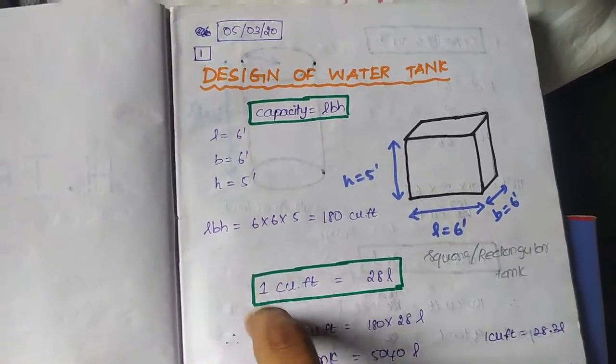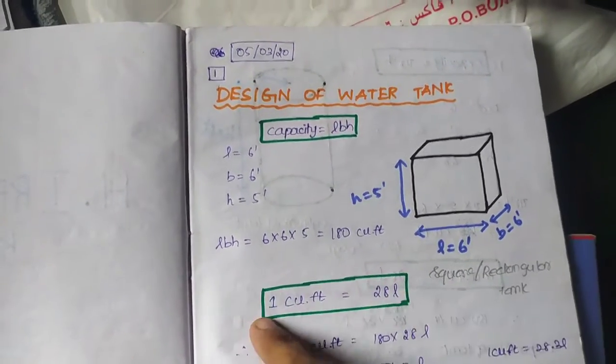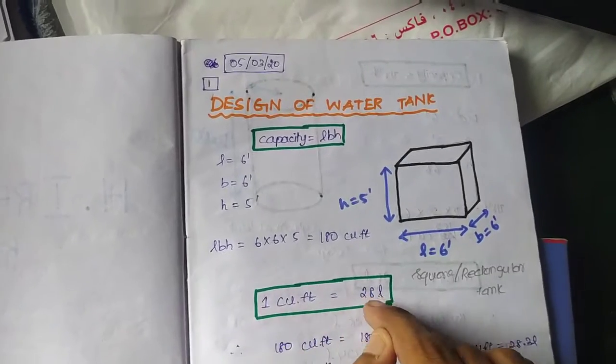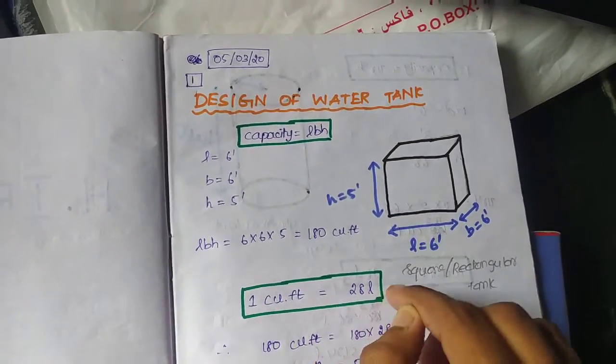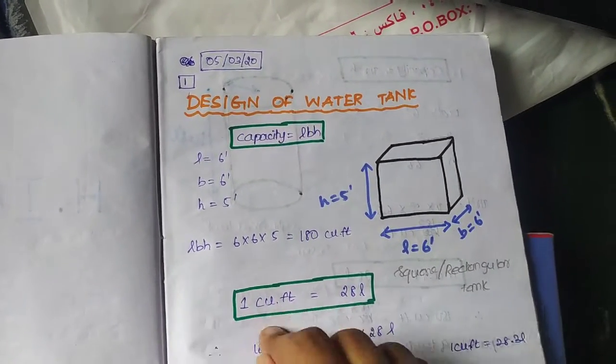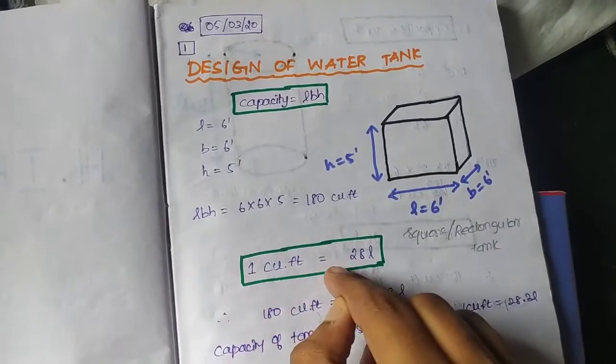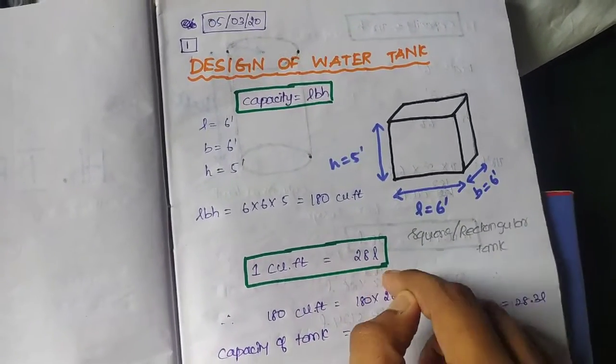Then this is the formula for the conversion. Note this down. That is, 1 cubic feet is equal to 28 liters. This is the approximate value. For the accurate value, 1 cubic feet is equal to 28.3 liters.